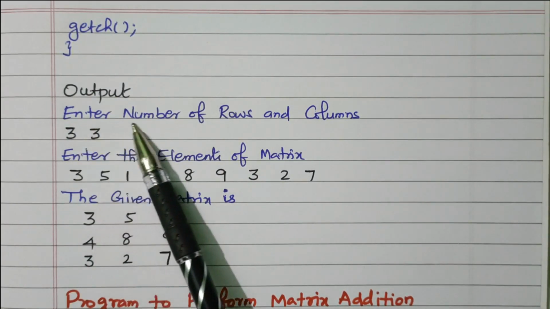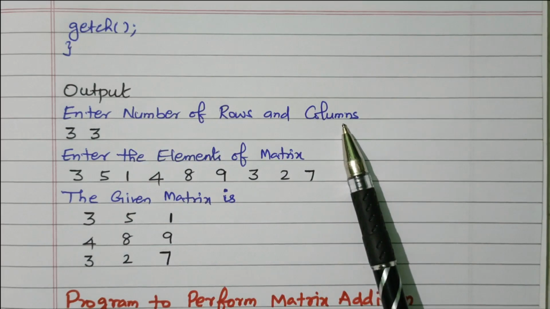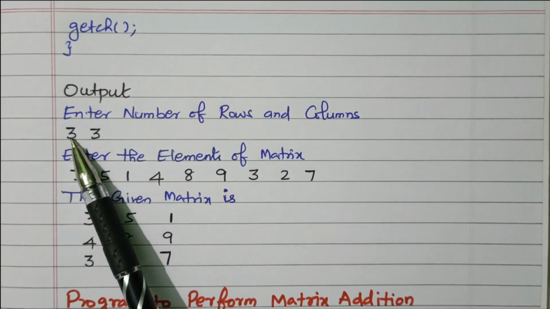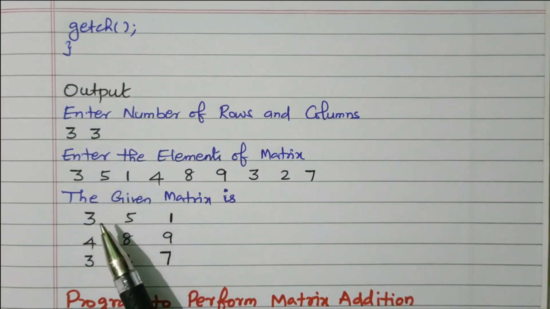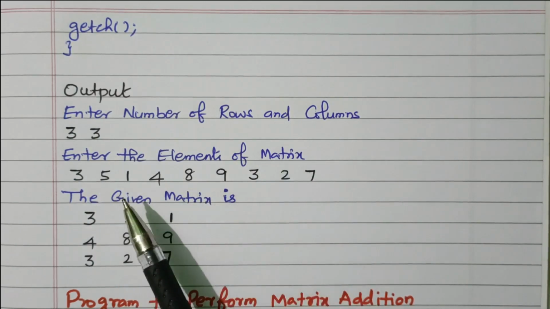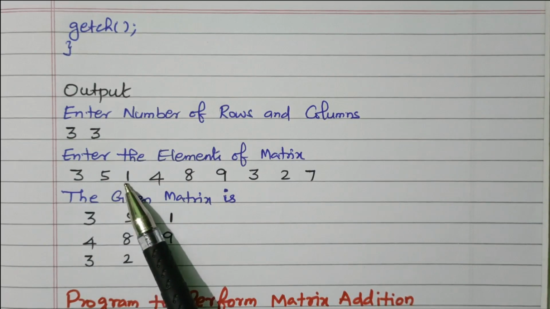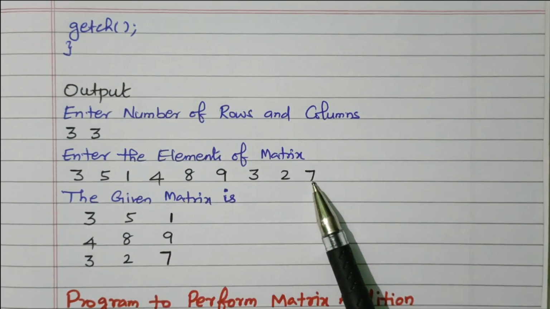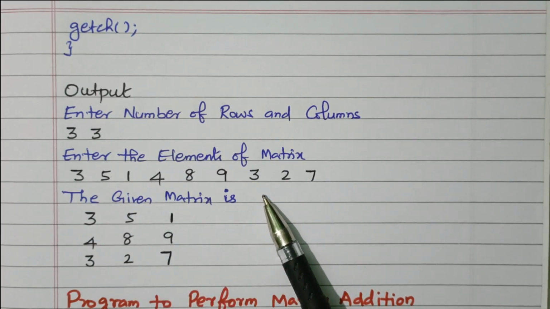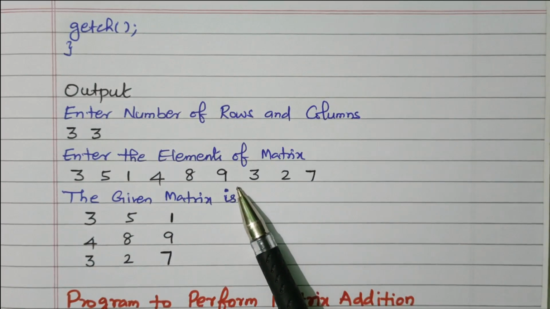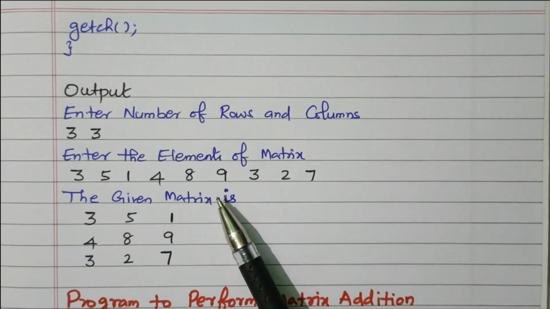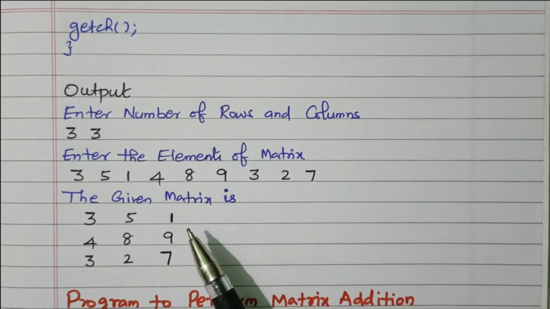First we ask the user to enter the number of rows and columns. The user enters 3. This is m, this is n: 3 is stored in m, and this 3 is stored in n. Then we ask the user to enter the elements of the array, the same elements we discussed: 3 5 1 4 8 9 3 2 7. These 9 elements are entered by the user. If the user enters more than 9, that will be invalid. This program will read only 9 elements; after the 9th element, the rest will not be stored, right?